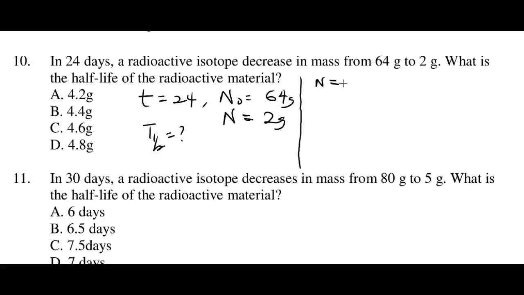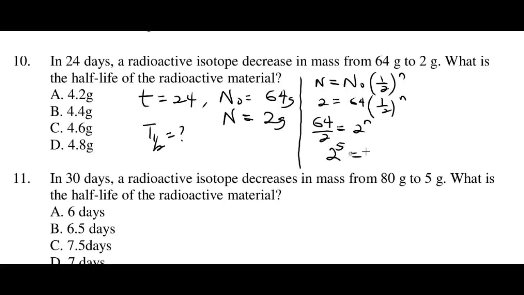So we have our formula, N equals N naught into half to the power of n. So this N is 2. This is 64 into half to the power of n. So we have 64 over 2 equals 2 to the power of n. 64 divided by 2, that's 32. And 32 can be written as 2 raised to power 5. Then this is 2 raised to power n. Therefore, our n is 5.